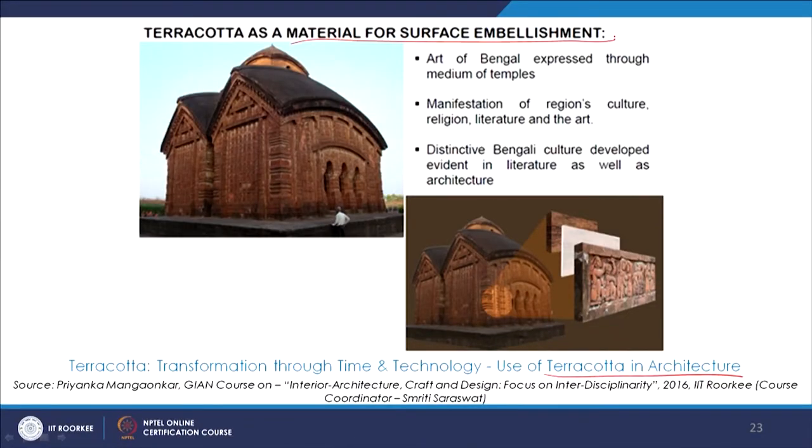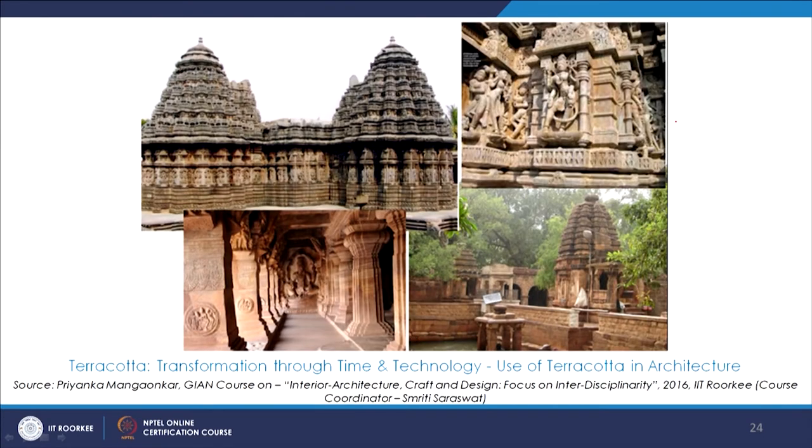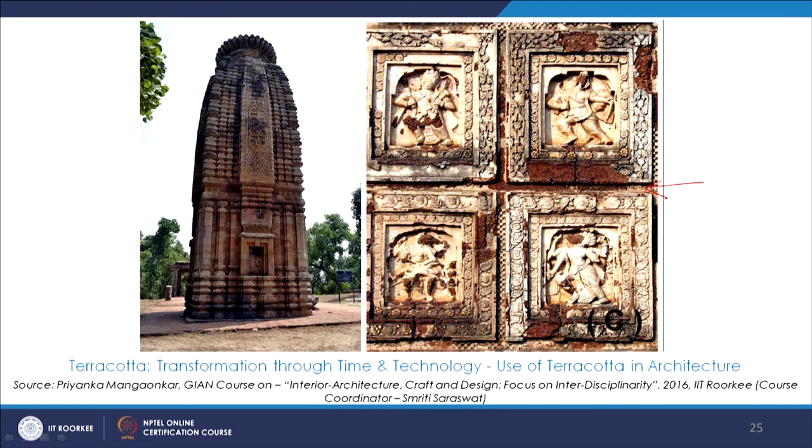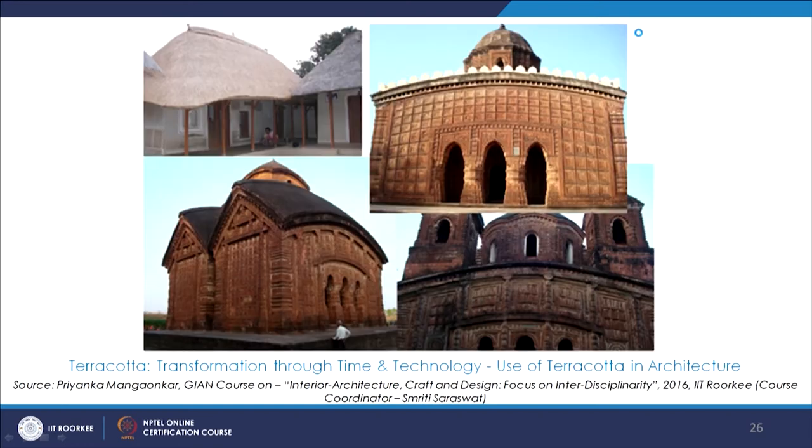Also trying to understand, when terracotta is used in architecture, how is it used as a material for surface embellishment? So when we see all these temples in Bengal, especially Bishnupur, and we see how the art is expressed through the medium of temples, and we see a lot of these surface embellishments and a lot of details which talk about the region's culture, religion, literature and the art. So these are all examples from architecture and how terracotta was used in temples. These are some more examples here that we see. So here there are a lot of details, there is a lot of surface embellishment, there are figural motifs, there are a lot of stories, there are natural motifs. Again here, surface embellishments and the kind of effects they create.